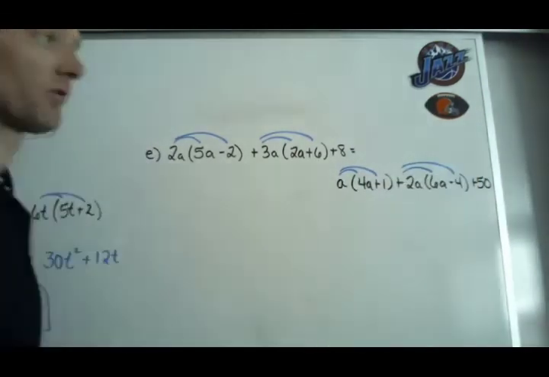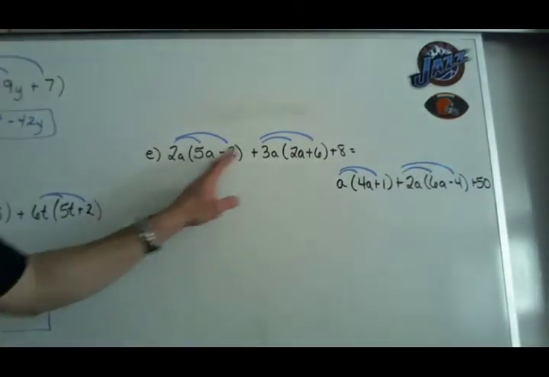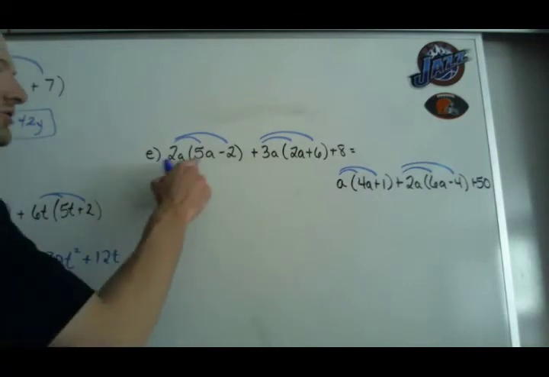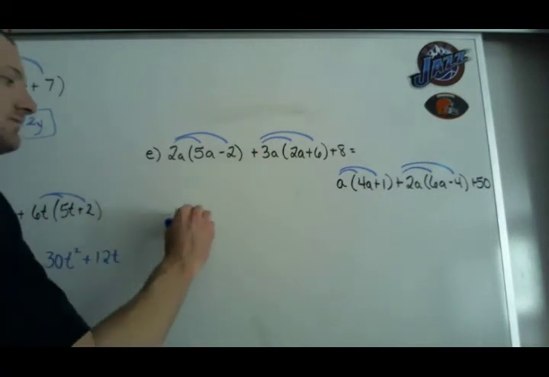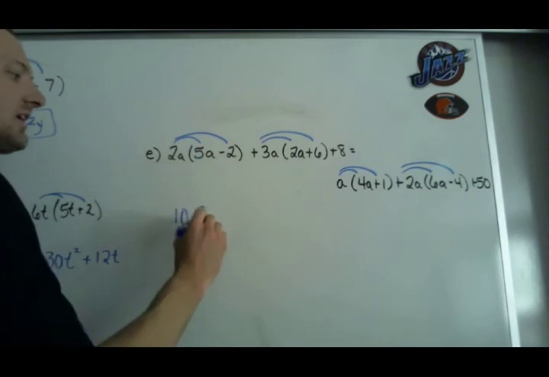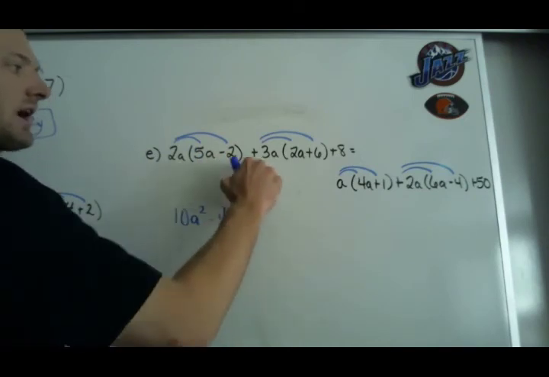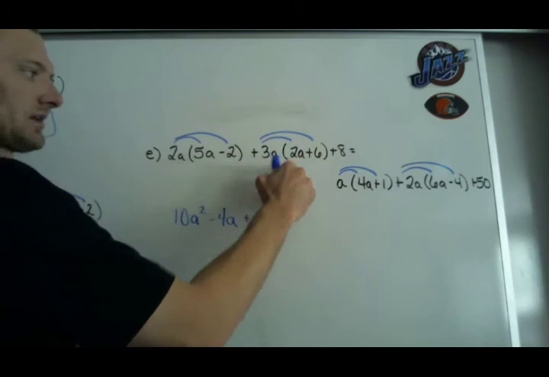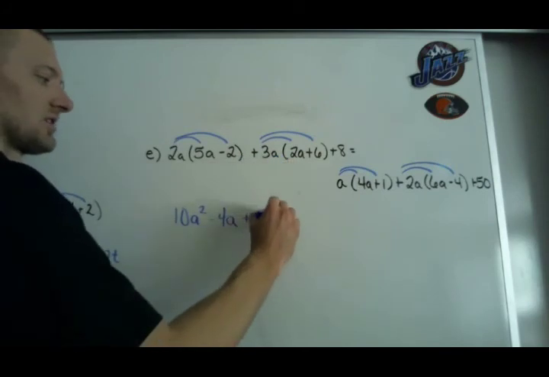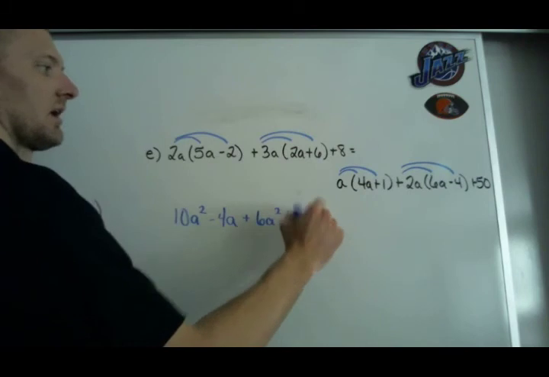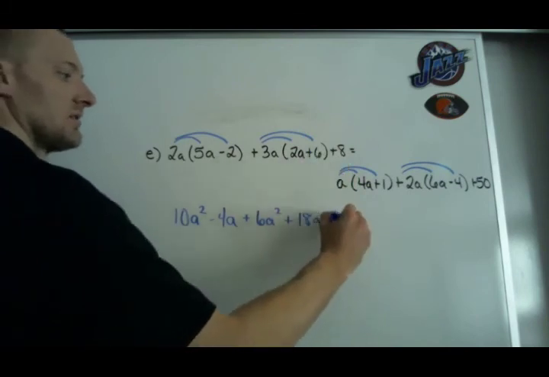Okay, so we're going to distribute for all four of those, all monomials times binomials. So we distribute here, 2a, 5a is 10a squared. Okay, 2a times a negative 2a gives you a negative 4a. Okay, over here we now multiply these. So 3a times 2a gives you a 6a squared. 3a times 6 is an 18a plus 8.